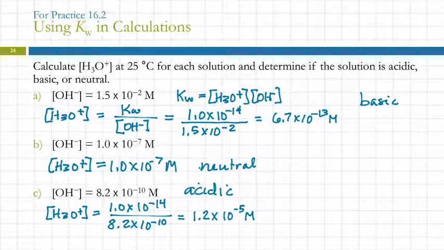Because of the autoionization of water, if the hydroxide ion concentration goes up, the hydronium ion concentration goes down. If the hydronium ion concentration goes up, the hydroxide ion concentration goes down. So they're sort of inversely related. Well, actually, they are exactly inversely related.